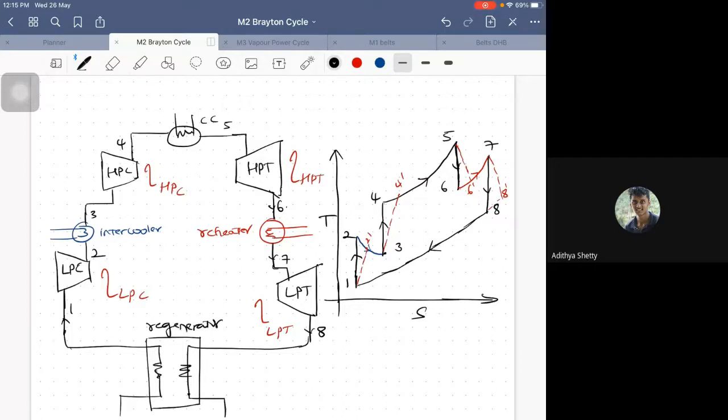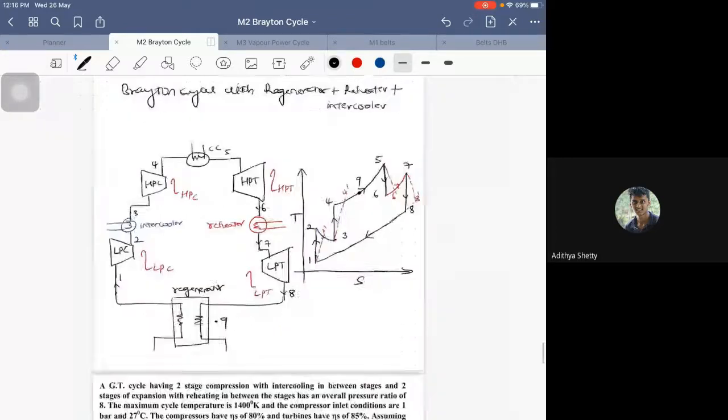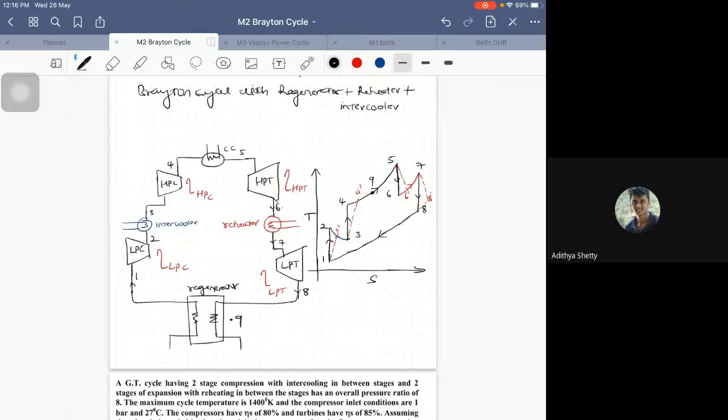Okay, and what is the next state? So already 1 to 8 I have used. Shall I take it as 9? Yes, sir. So this is state number 9. Where should I mark state number 9 in the TS diagram? Not between 1 and 8. You have to mark it in between the heat addition process, 4 dash and 5. So here you have to mark your state number 9 if the regeneration process is being carried out. Understood?